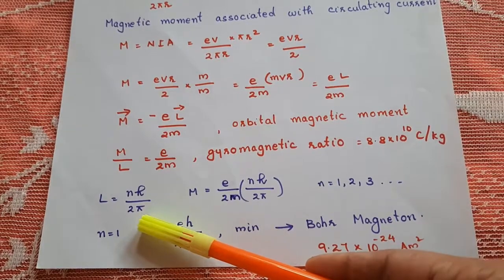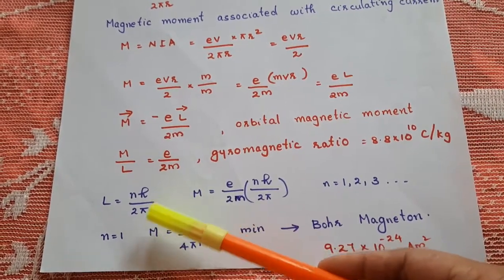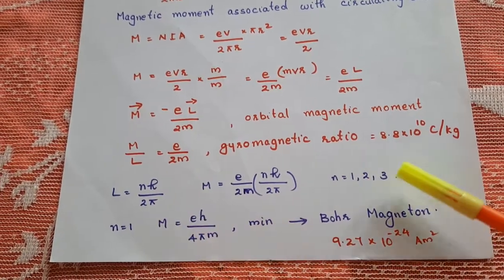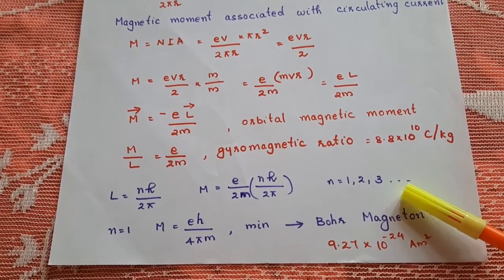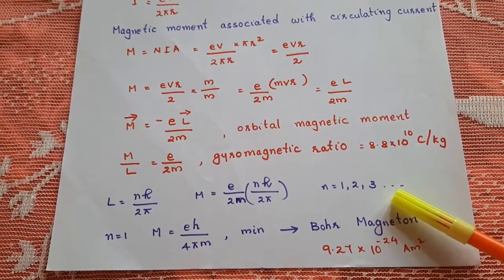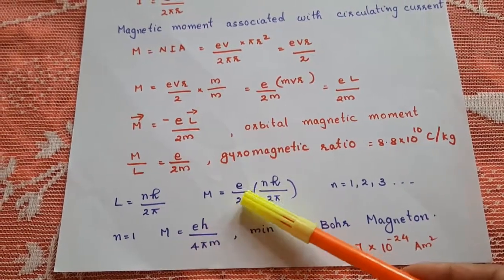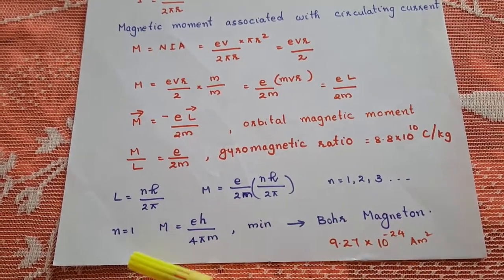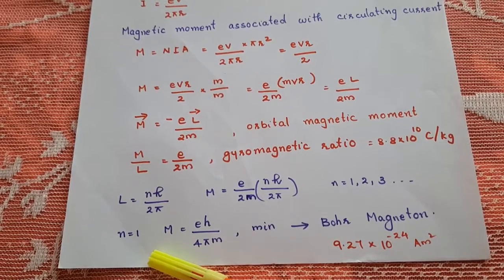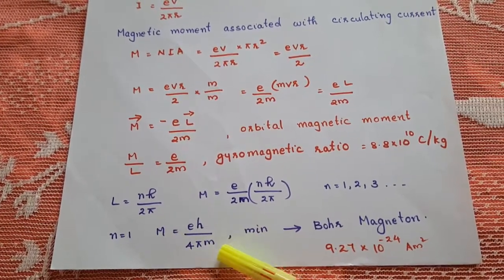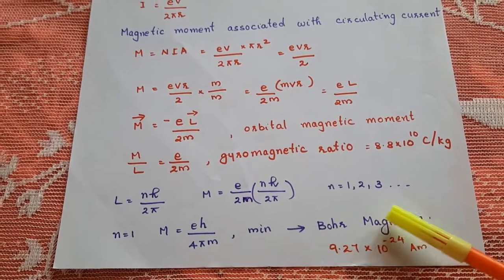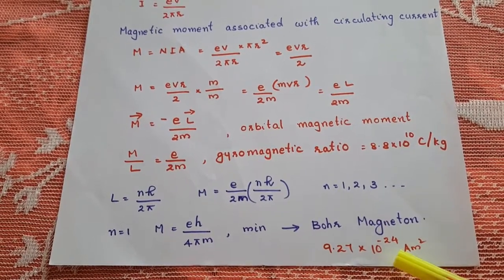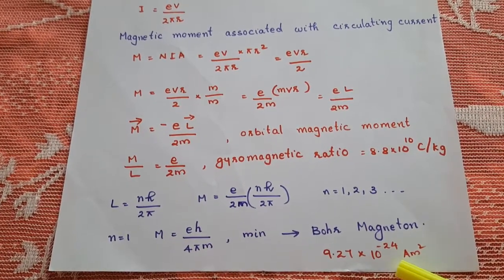According to Bohr atom model, angular momentum is an integral multiple of h by 2 pi. L is equal to nh by 2 pi, where n is equal to 1, 2, 3, etc., the principal quantum number. Therefore, the magnetic moment is e by 2m into nh by 2 pi. If n equals 1, the minimum possible value of m is given by eh by 4 pi m. It is known as Bohr magneton, and its value is 9.27 into 10 raised to minus 24 ampere meter square.